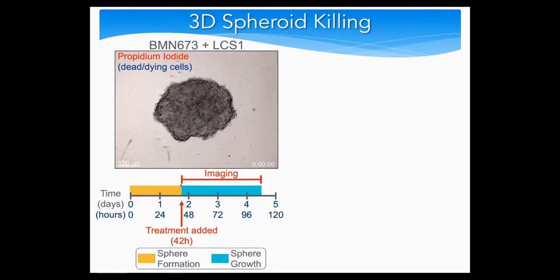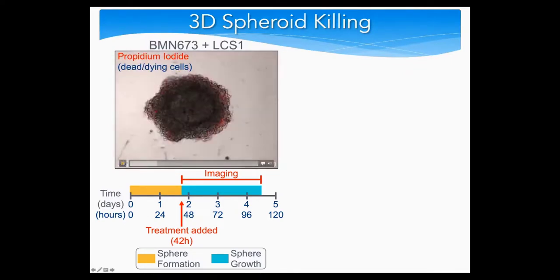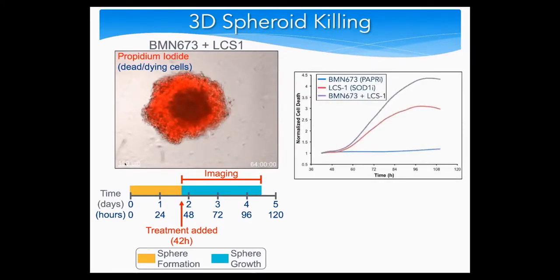So this next movie really begins at this time point here. This is where that tumor spheroid has formed, and it's at this point where BMN 673 as well as LCS1 have been supplemented into the media. The media is also supplemented with propidium iodide, which is a fluorescent marker of death. And so as we watch this particular movie, what you'll see is those cells begin to die in that tumor spheroid, beginning from the outside and working their way in towards the core of this particular spheroid.